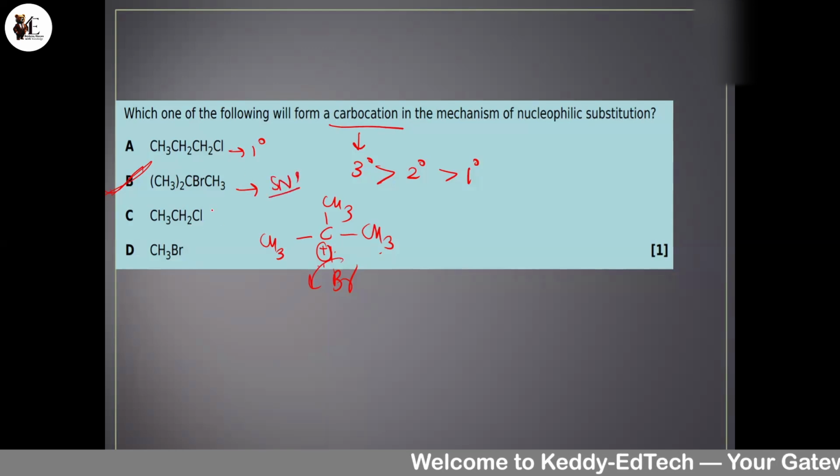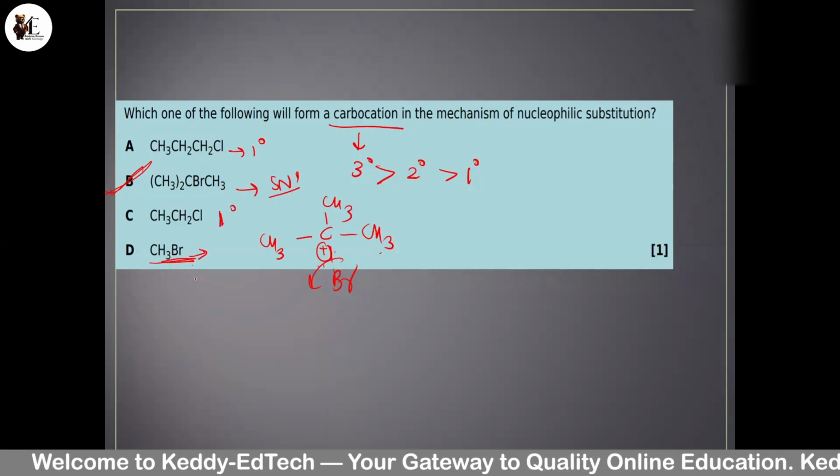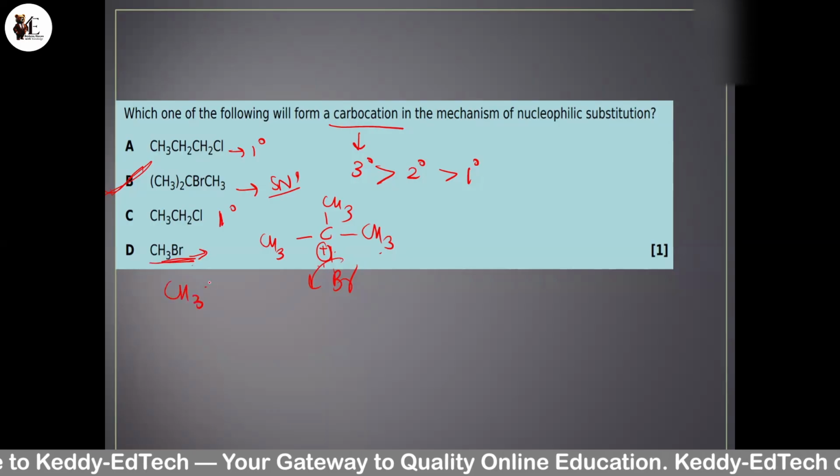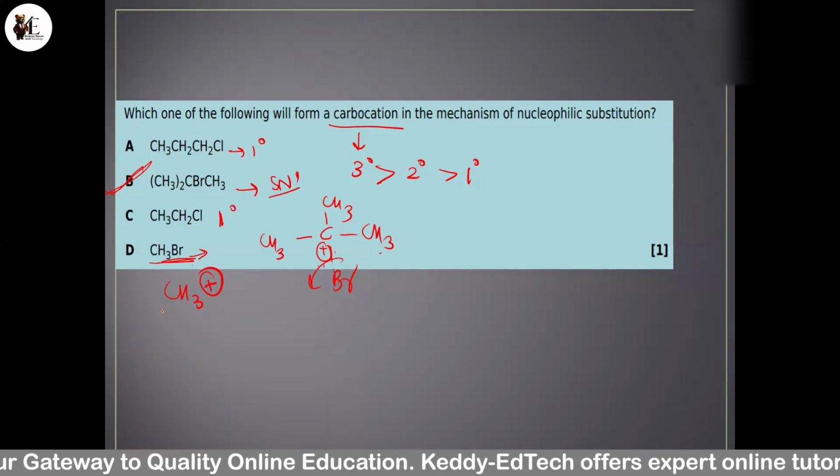If we talk about this C part, it is also 1-degree, and the D part is also a methyl halide. Okay, so it would form a methyl carbocation when bromine leaves, and it is the least stable type of carbocation. Okay.